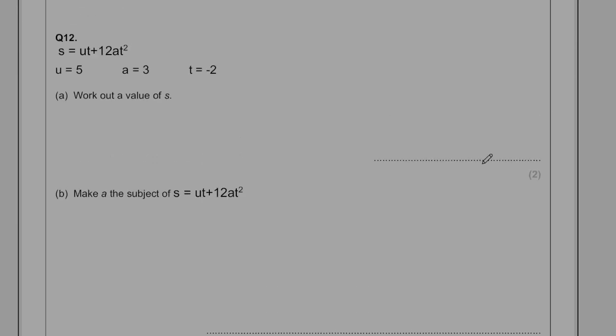Question 12. S is equal to ut plus a half at squared. Find the value of s when u is 5, a is 3, and t is -2. So s is going to be equal to ut, so that's going to become 5 times by -2. Whenever I substitute, I put my negatives in brackets. Next part fully explains why. And that technically should have been a half, but not to worry. Plus 1/2 times by 3 times by -2 squared.